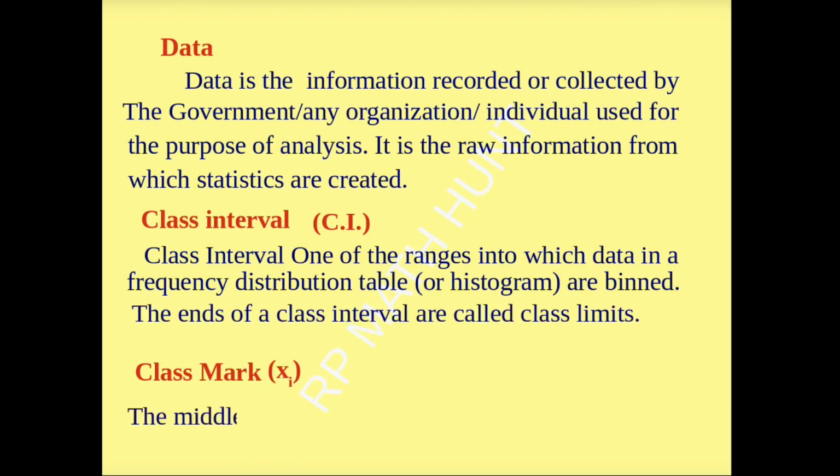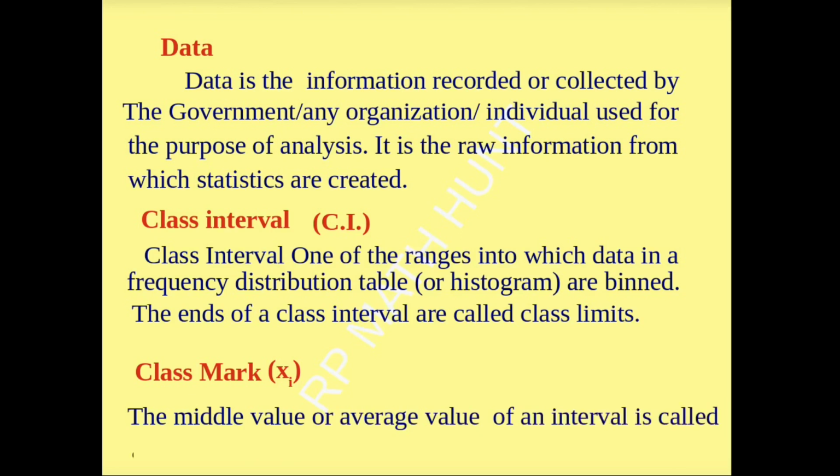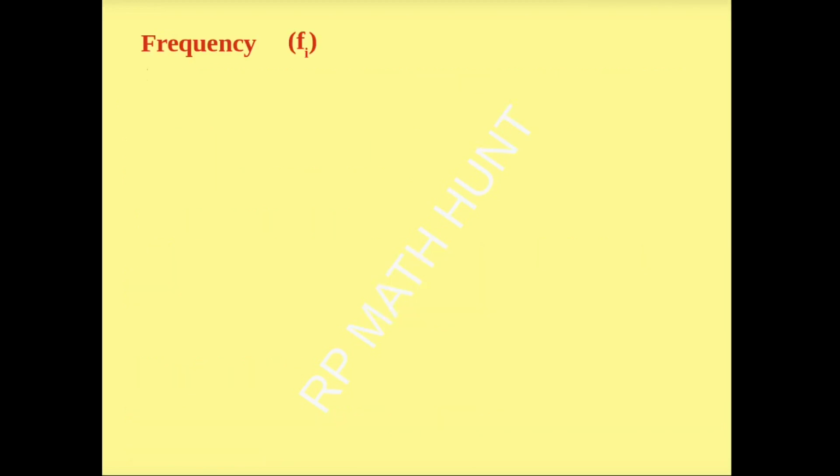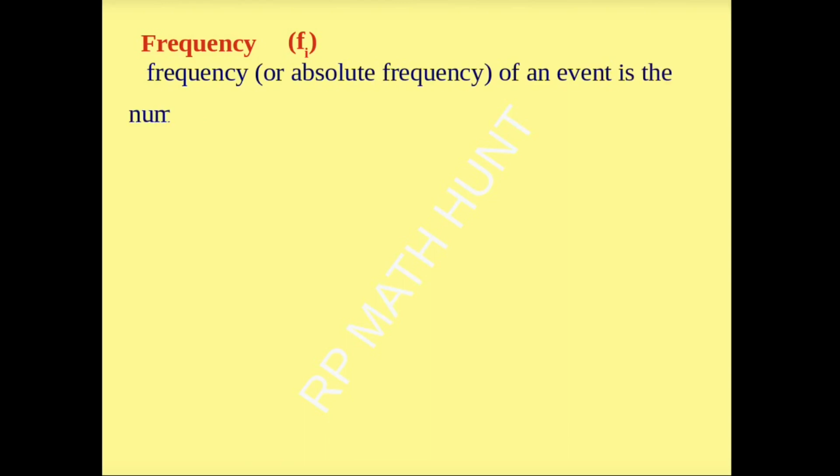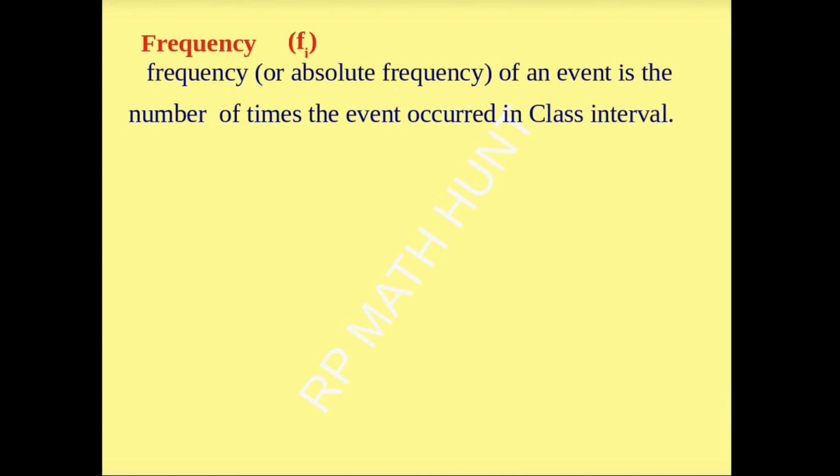Class mark XI. The mid value or average value of an interval is called a class mark. Frequency FI. Frequency or absolute frequency of an event is the number of times the event occurred in the class interval.